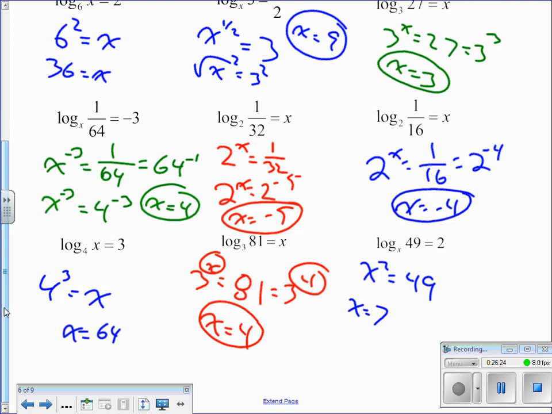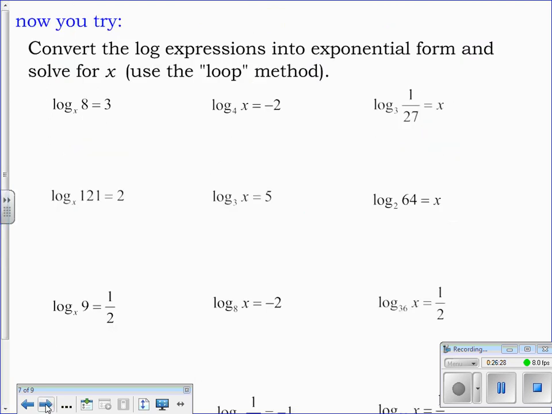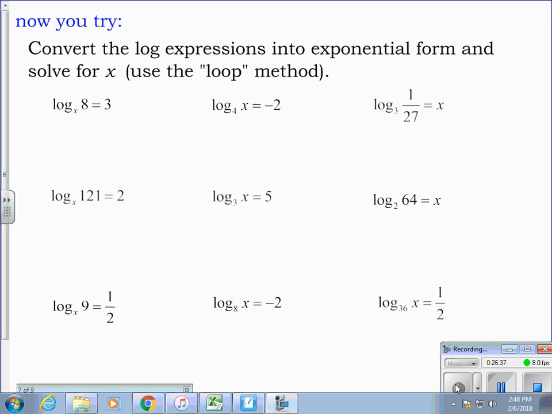Okay. Questions? Okay, your turn. Okay, let's go ahead and finish this up. Looks like everybody's done or very close to it.